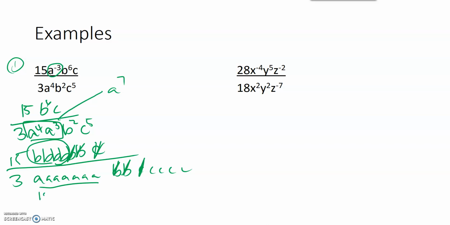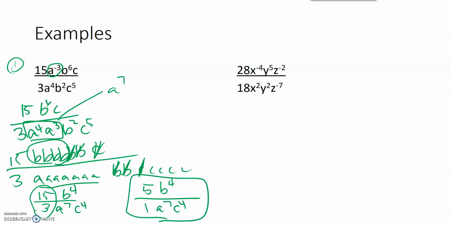So I have 15 b to the 4th in my numerator, and then 3a to the 7th, c to the 4th in my denominator. Finally, I've got to go back and simplify those coefficients. Well, 15 divided by 3 is 5 over 1. And there is your final answer: 5b to the 4th over 1a to the 7th, c to the 4th.